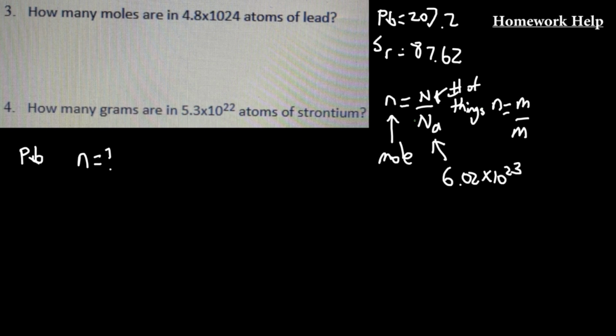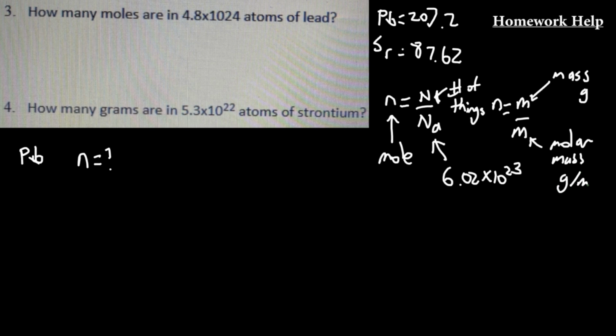Now another one you could be using is this one. N here stands for mole. The little m on top here stands for mass, and it's usually in grams. And the big M on the bottom stands for molar mass. And this is usually given on your periodic table. And the unit is usually grams per mole.